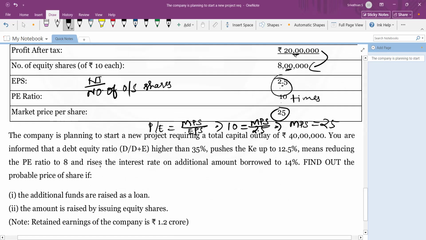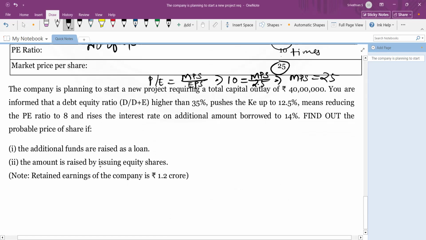Now the company is planning to start a new project requiring a total capital outlay of rupees 40 lakh. You are informed that a debt equity ratio higher than 35% pushes the KE up to 12.5%, means reducing the P/E to 8 times, and raises the interest on additional amount borrowed to 14%.